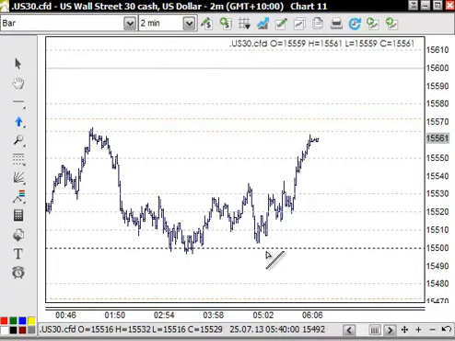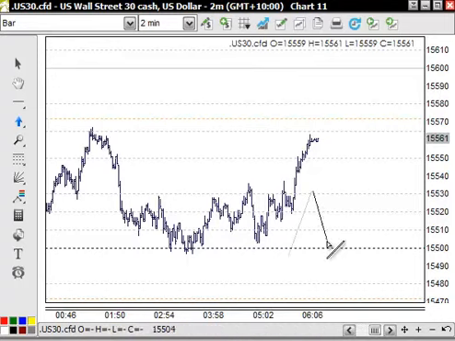Get my fingers on the keyboard here. I've got to hold 3 keys down to work this. So an A, a B and a C wave going back to the 61.8.